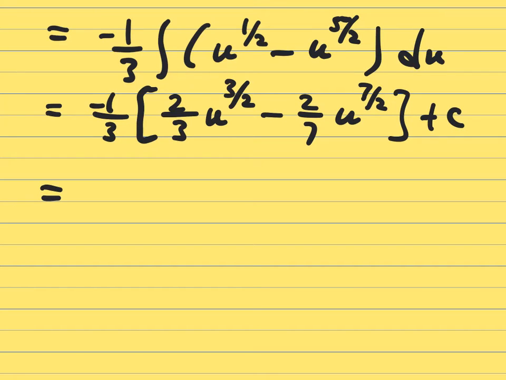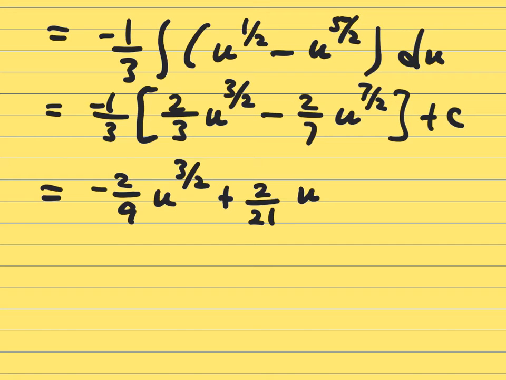Distributing negative 1/3. Negative 1/3 times negative 2/7 is positive 2/21. And then our u will get replaced with our original substitution, cosine 3 theta.